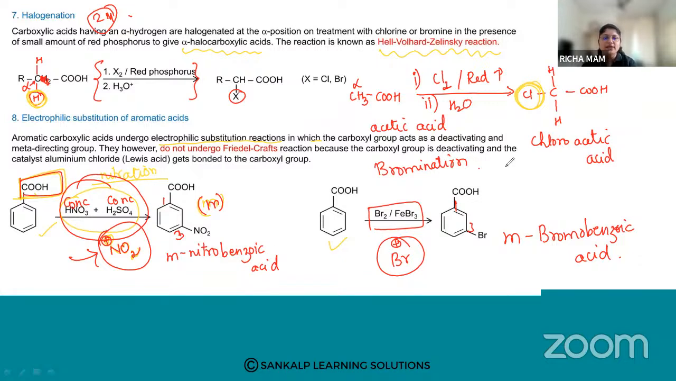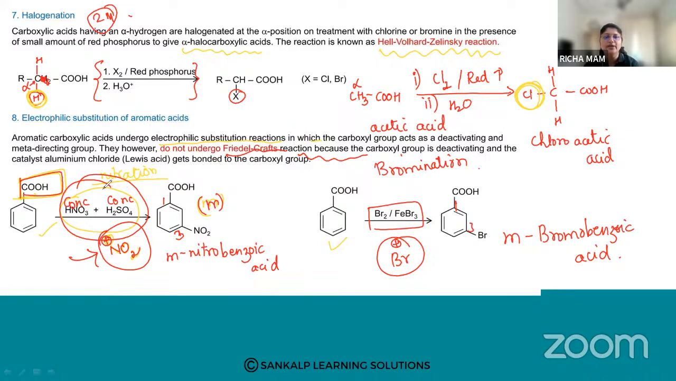So aromatic carboxylic acids do not undergo Friedel-Crafts reaction, because the carboxylic acid group is a deactivating group. The anhydrous AlCl3 will get bonded to its carboxyl group. For Friedel-Crafts reaction we use anhydrous AlCl3, so when we use that particular catalyst, it will react at the carboxylic group.